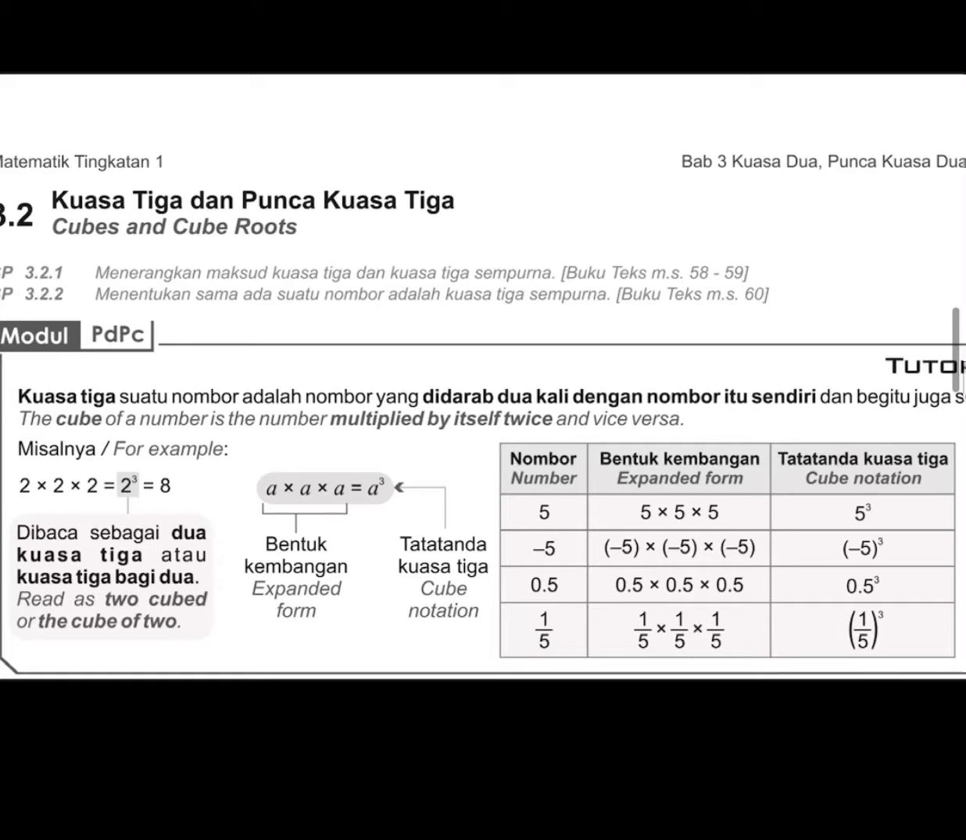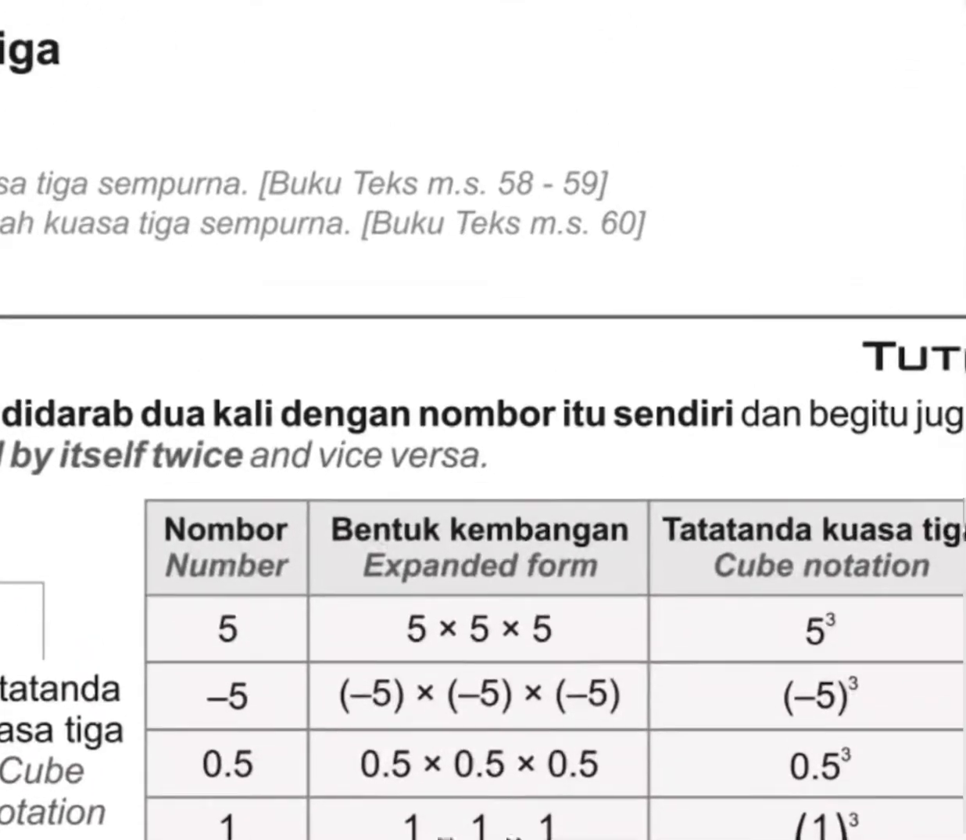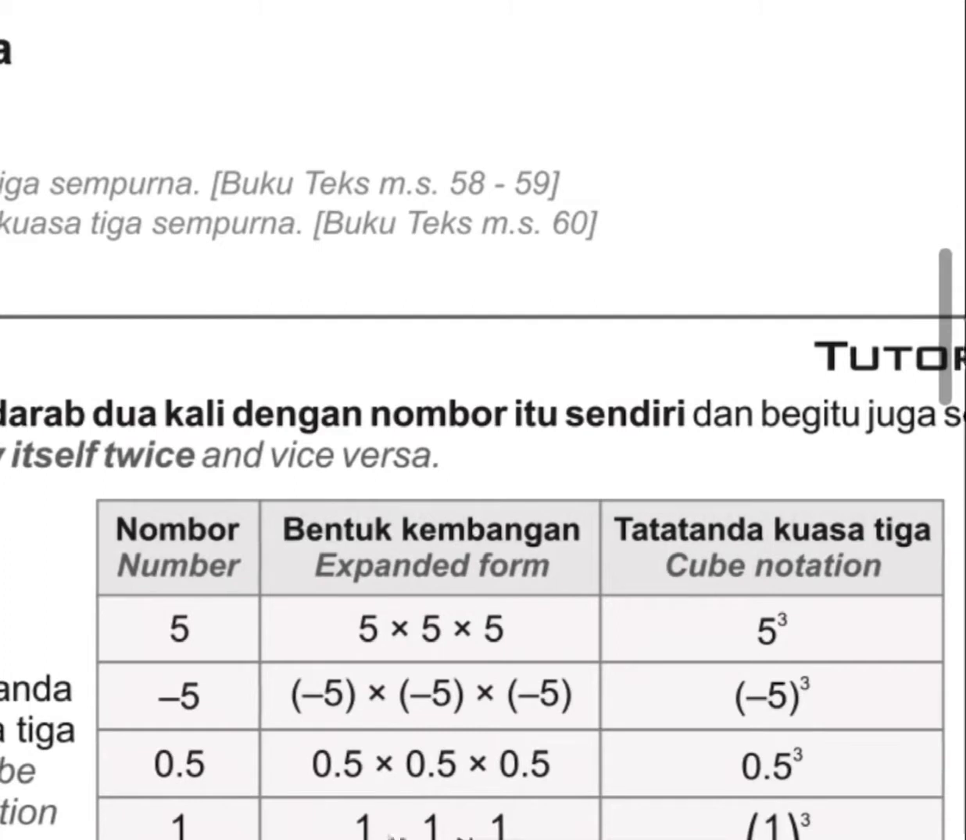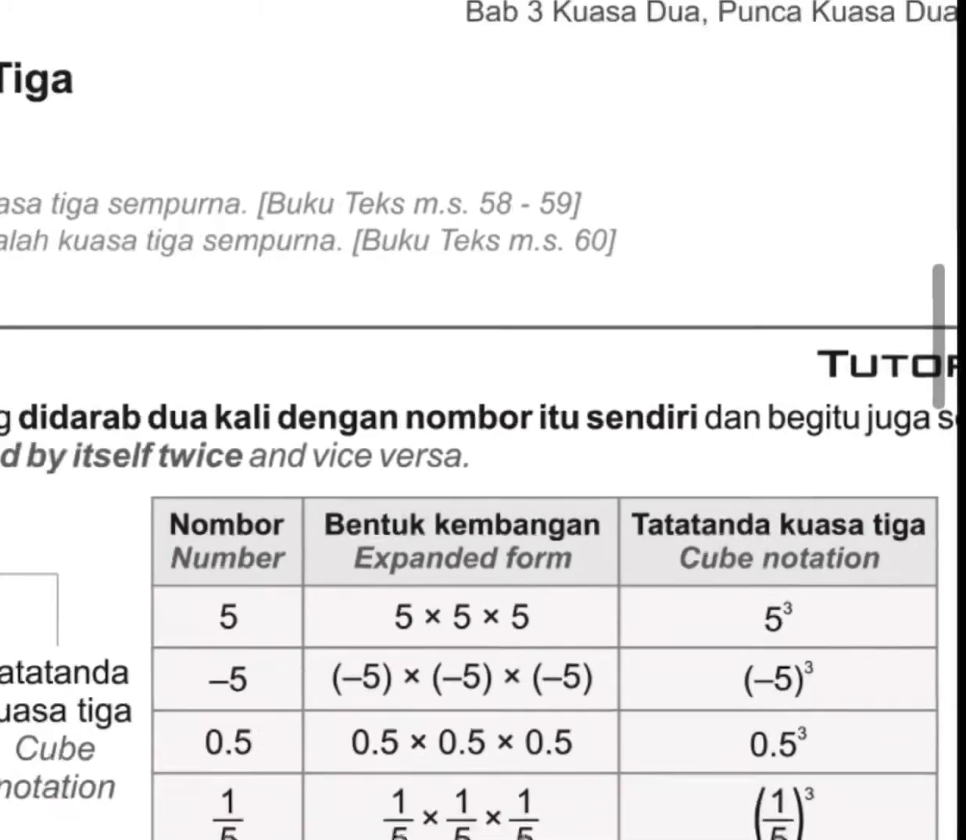Okay, so for example, if a variable a times a times a equals a cube, we have expanded form and cube notation, same like square. You can refer here. If the number in expanded form is 5 times 5 times 5, the cube notation is 5 cube. If negative 5, write in brackets negative 5 times negative 5 times negative 5, you get negative 5 cube. 0.5 also, 0.5 times 0.5 times 0.5, you get 0.5 cube. And 1 over 5 times 1 over 5 times 1 over 5, you get 1 over 5 cube. So you must understand the definition of expanded form and cube notation.